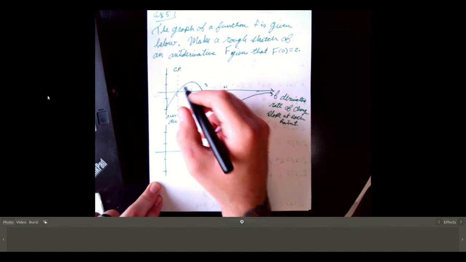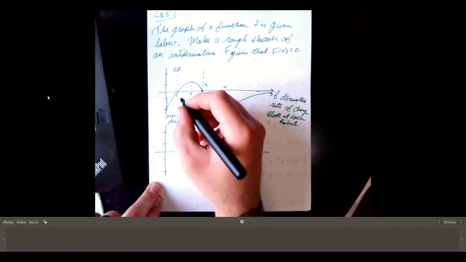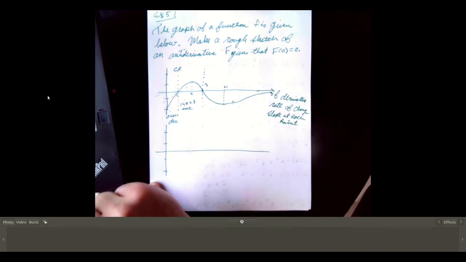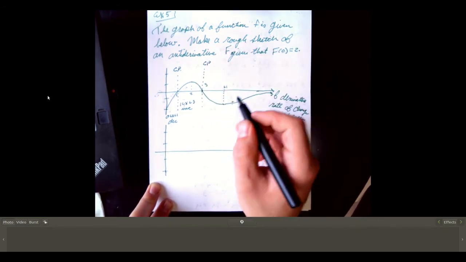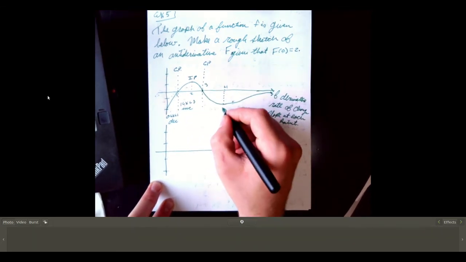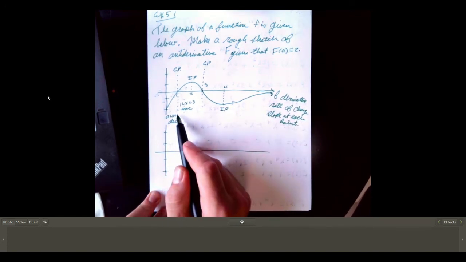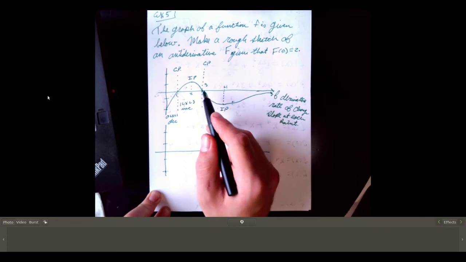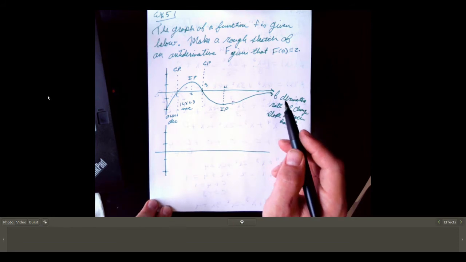And then over this interval from 1 to 3, we're going to be increasing. 1 less than x less than 3, we're increasing. And when x is equal to 3, we're going to have another critical point. When x is equal to 2 and x is equal to 4, we have inflection points. And so we're going to decrease from 0 to 1, we're going to increase from 1 to 2, and then we're going to decrease forever. But notice the rate at which we decrease goes to 0, so we're flattening out as x gets really large.